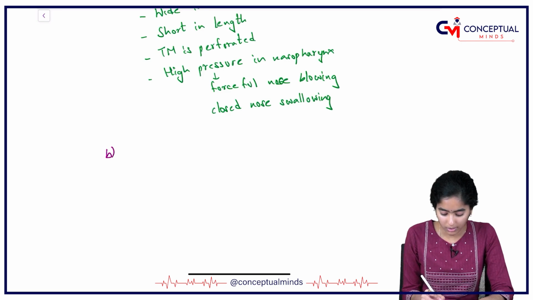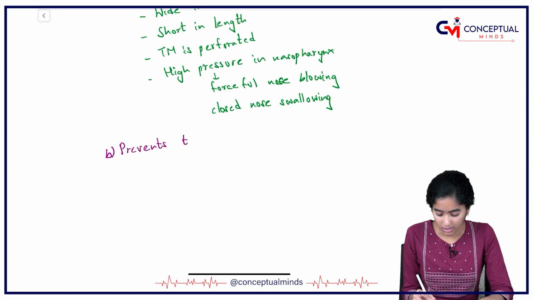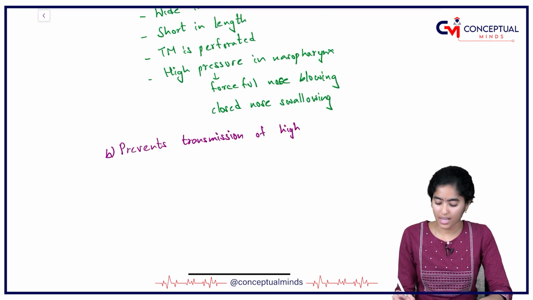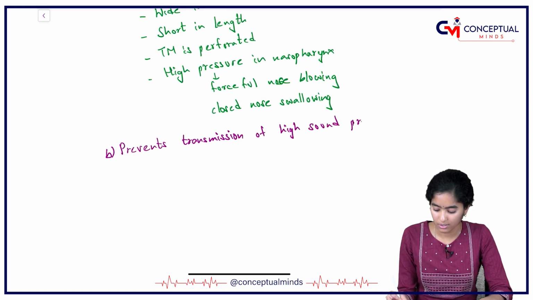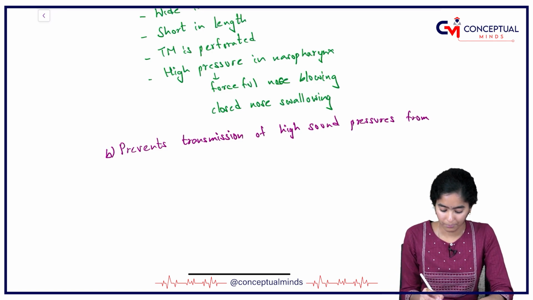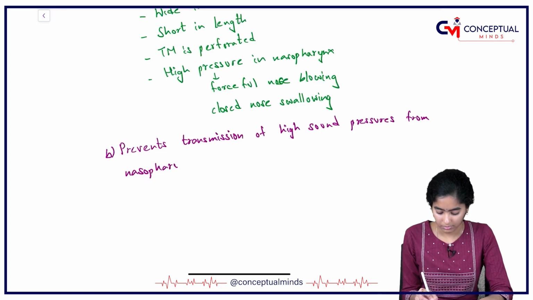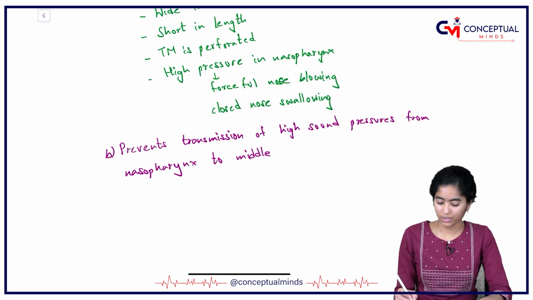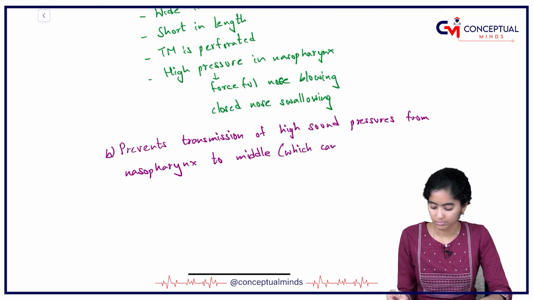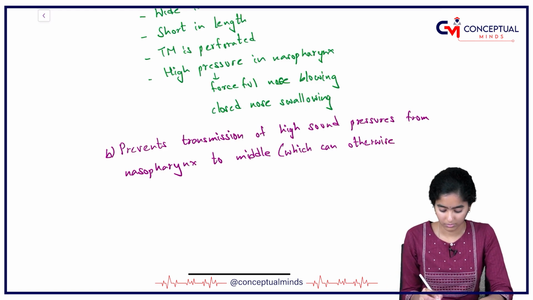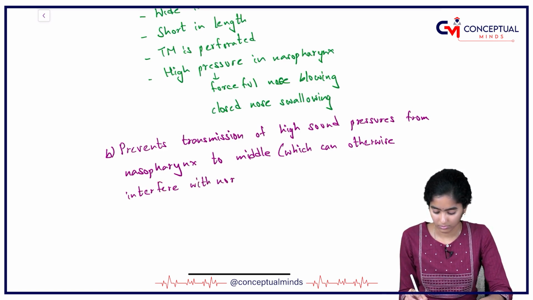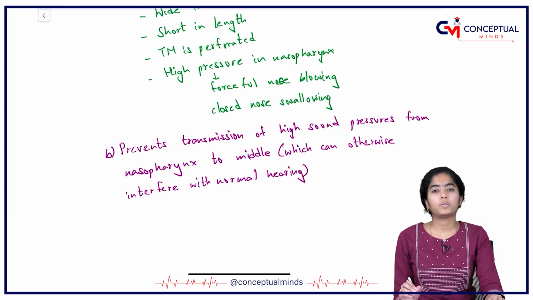What is the second protective role? It prevents transmission of high sound pressures from nasopharynx to middle ear, which can otherwise interfere with normal hearing. For these things, the tube remains closed.